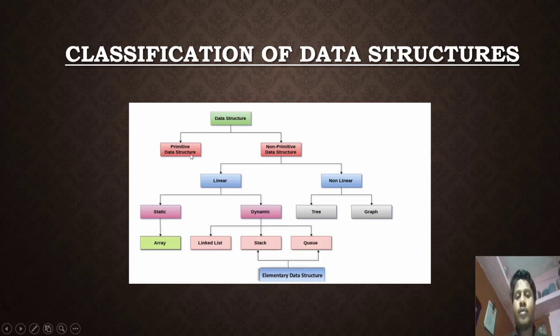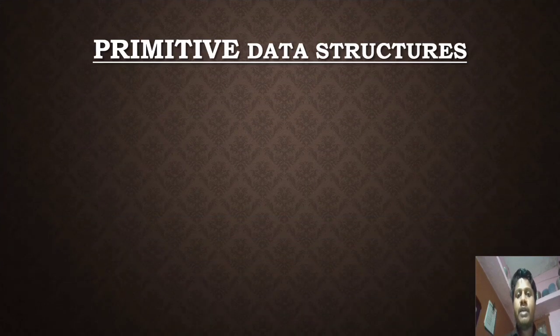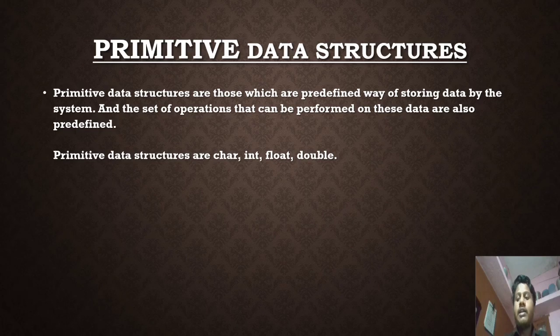Let's see what we mean by primitive data structure and non-primitive data structure. Primitive data structures are the data structures in which the way of storing everything is already defined. There is no need to worry about how to store the data or how it will be stored, because it is predefined. And the set of operations that can be performed on this data are also predefined. Every data structure will have a set of operations to be performed, but for primitive data structures, there is no need to worry about the operations. The operations are also predefined.